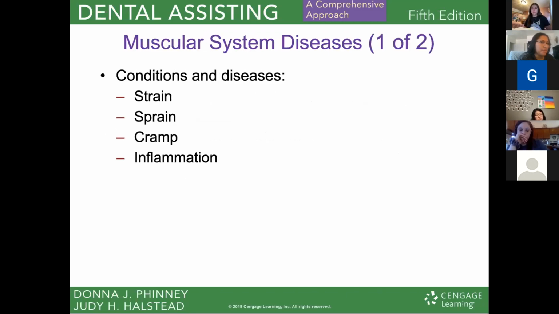So there are different muscular system diseases. These are conditions and diseases like strains, sprains, cramps, and inflammation. Those are just some common muscular conditions.